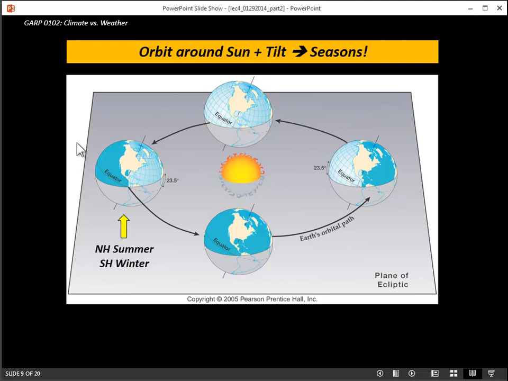This is the time of the year depicted here where we have summer in the northern hemisphere and winter in the southern hemisphere. So everything north of the equator, North America for example, we have summer, that would be June, July, August. In the southern hemisphere at the same time, think Australia, there's winter.